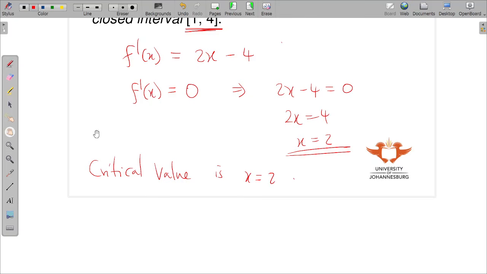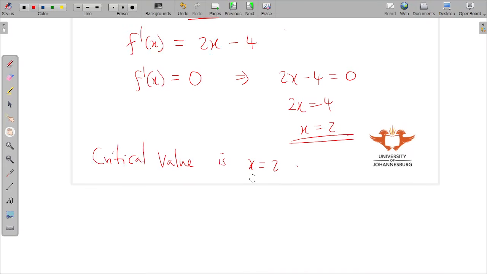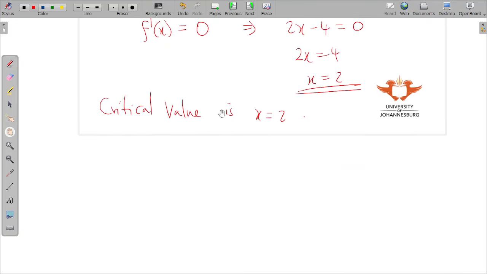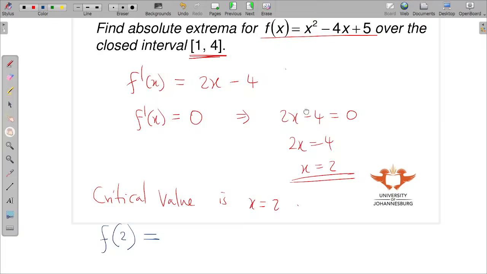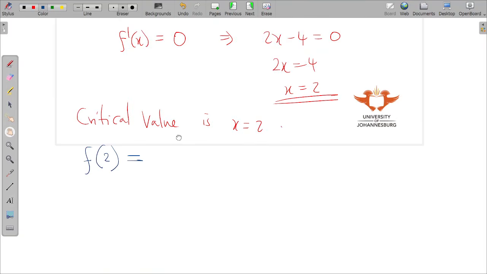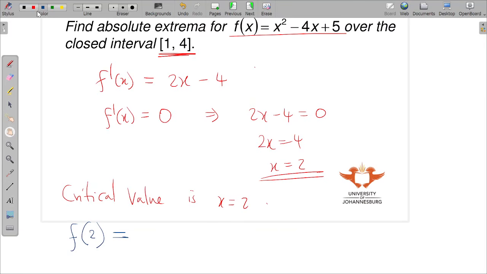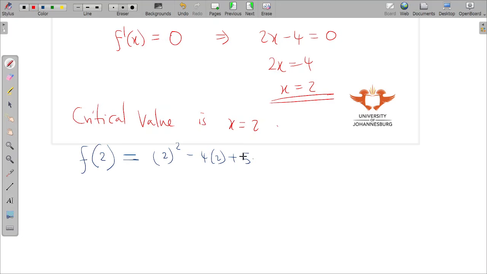Now we need to evaluate f of x at this critical value and at the endpoints. So we want to evaluate f of 2. Let me bring that down a little so that you can see. f of 2 is 2 squared minus 4 times 2 plus 5, which means this is 4 minus 8 plus 5, which equals 1.